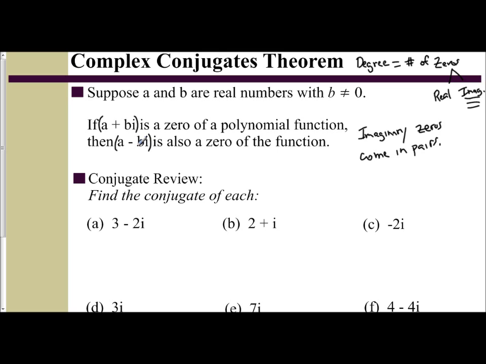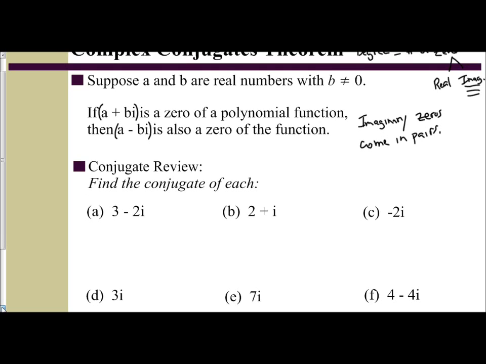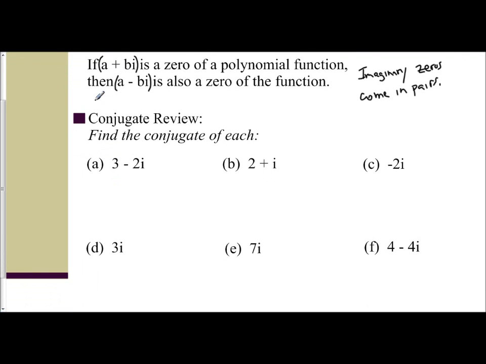So let's take a look. We're going to review our understanding of conjugates because it's been a while. If we have 3 minus 2i, we want to find the conjugate of that expression. If 3 minus 2i is a zero of a polynomial, then that tells me 3 plus 2i is also a zero of the polynomial. The conjugate of 2 plus i is 2 minus i.